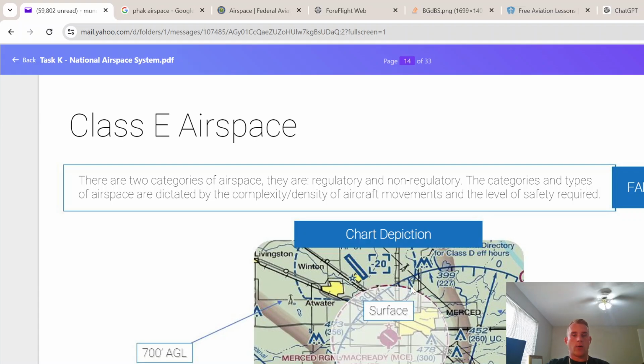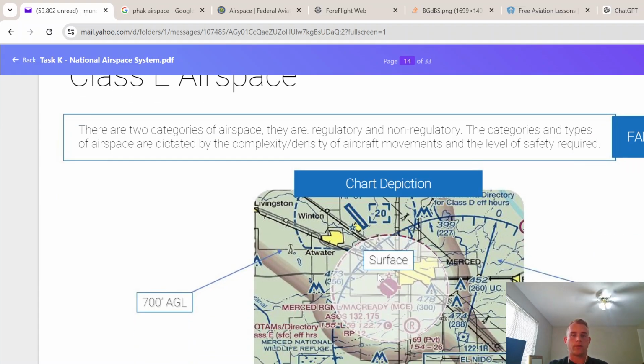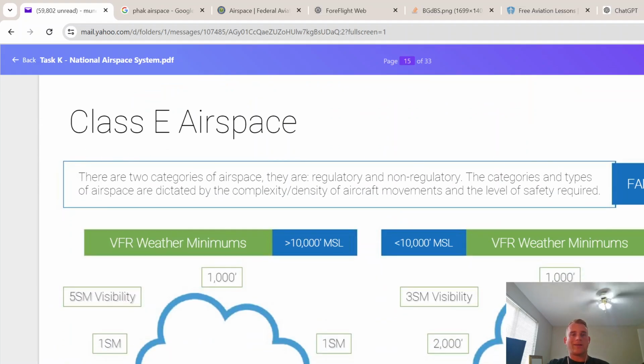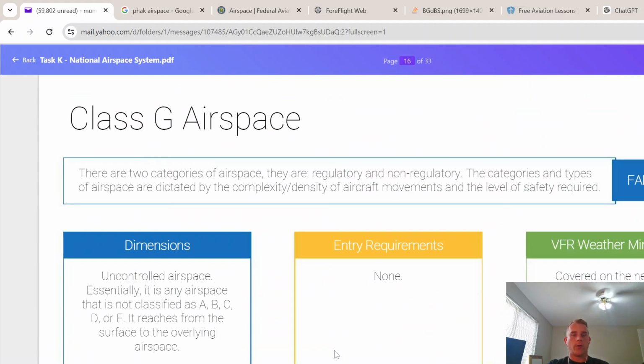And right here you have Echo at the surface, which just means that Echo literally starts at the surface, okay, and goes up to Alpha airspace. This is very rare, but you will see this, okay? Class E airspace minimums, we already went over that.